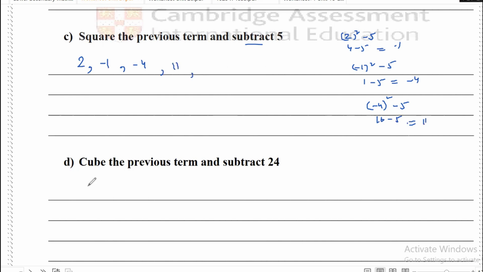And lastly, we have the first term of the sequence as 2, and then apply this rule: cube the previous number, meaning 2 power 3, and then subtract 24. It gives me 8 minus 24, that is equal to minus 16, and then apply the same rule on minus 16: minus 16 power 3, and then minus 24. If you check this one, it gives a big number, minus 4120, and so on. You can apply it this way. I hope it is clear.